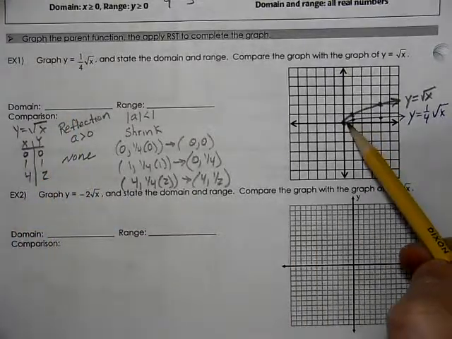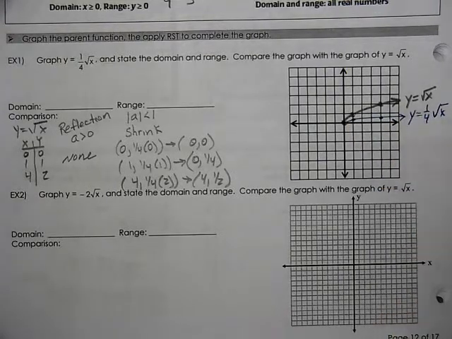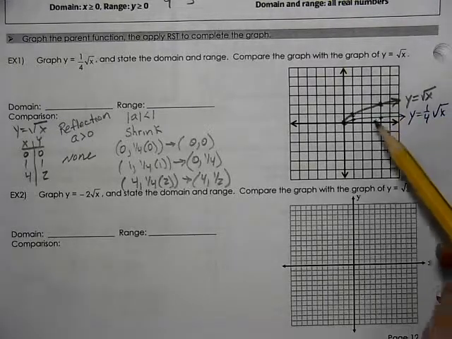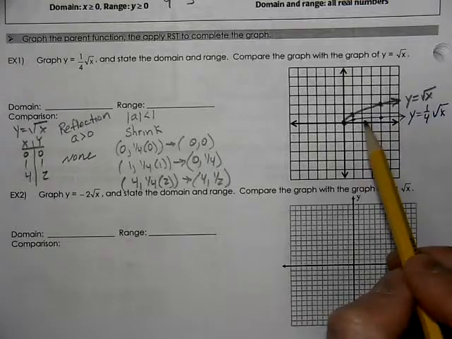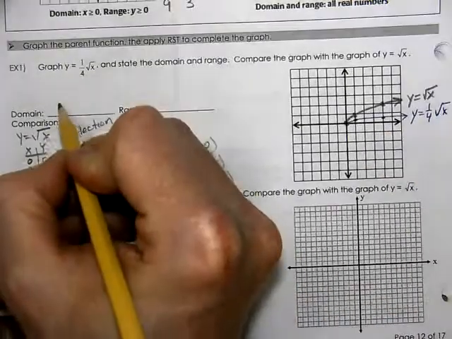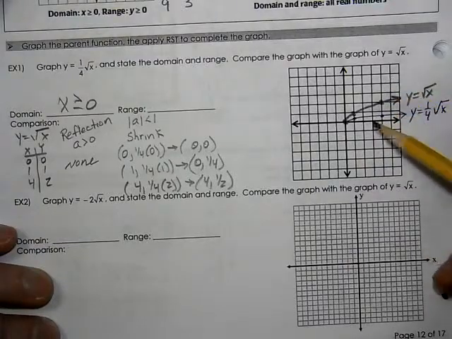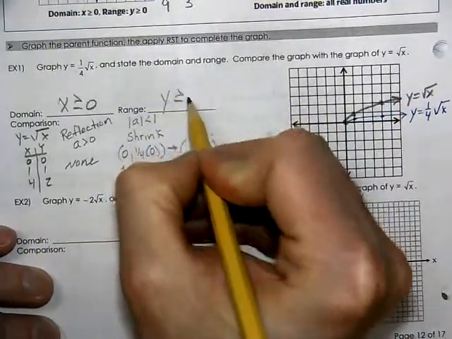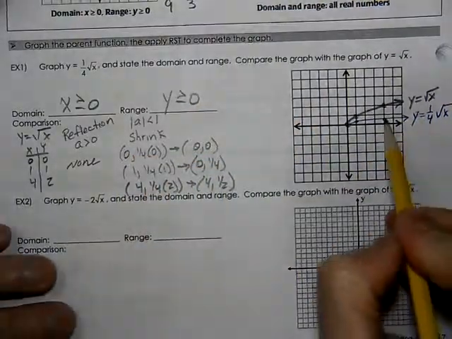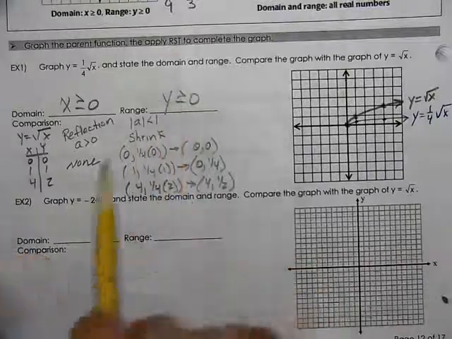Look at the domain. The domain is the x values that are being used for the graph. That is, x is greater than or equal to 0. The range is the y values that are being represented through the graph. The farther the x went out, the higher up the y would become.